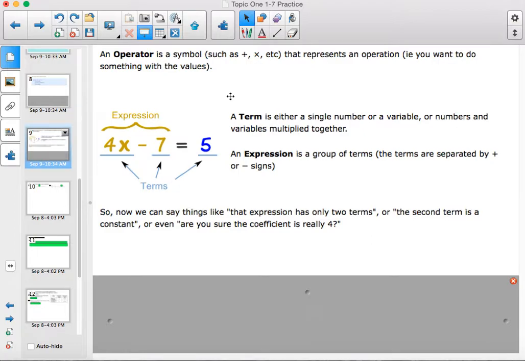Okay? So an expression is a group of terms separated by plus or minus signs. So in this case, we have plus or minus signs separating the terms, and we can see that we have 3 terms. So now we can say things like, that expression has only 2 terms, or the second term is a constant, or even, are you sure the coefficient is really 4? So in this case, you could actually figure out if this coefficient should be 4 or not be 4, because what's over here should equal what's over there.